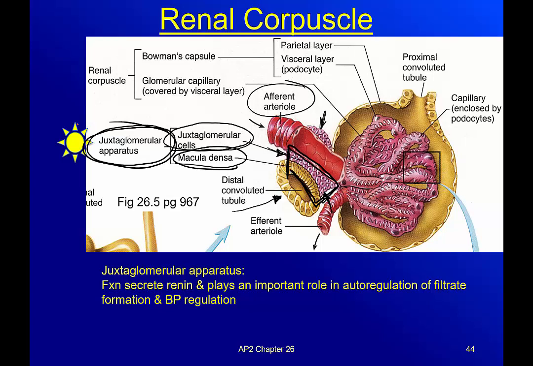So, its function is to secrete something called renin, okay? And it plays an important role in autoregulation of the filtrate formation, as well as blood pressure regulation. Remember, we talked about the fact that we have to be able to control that blood pressure inside of our kidney because the glomerulus is a capillary. It's teeny tiny. If you put too much pressure behind it, it'll split.